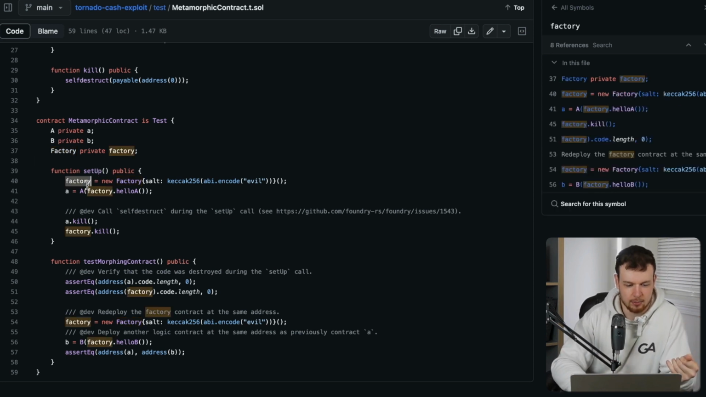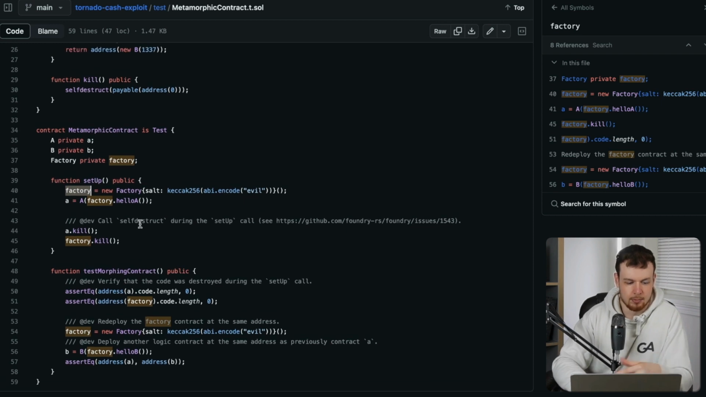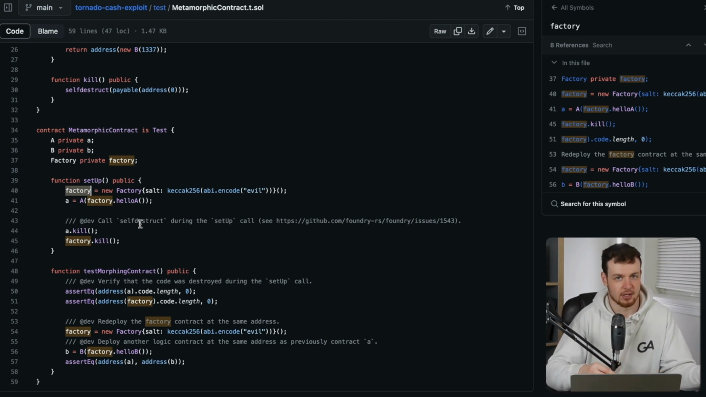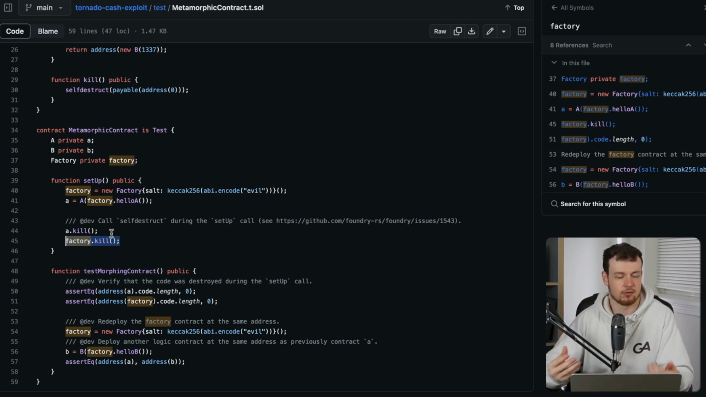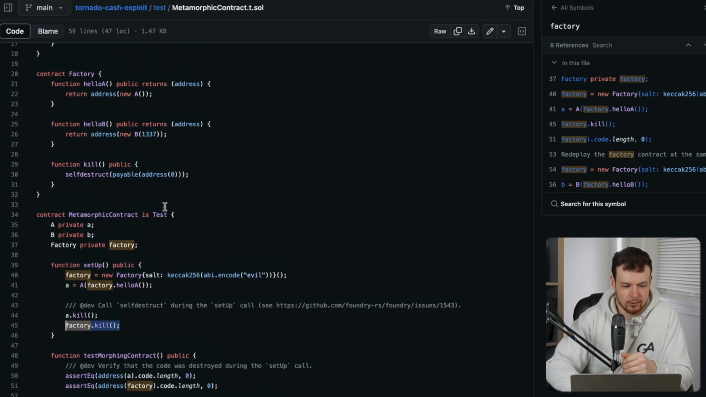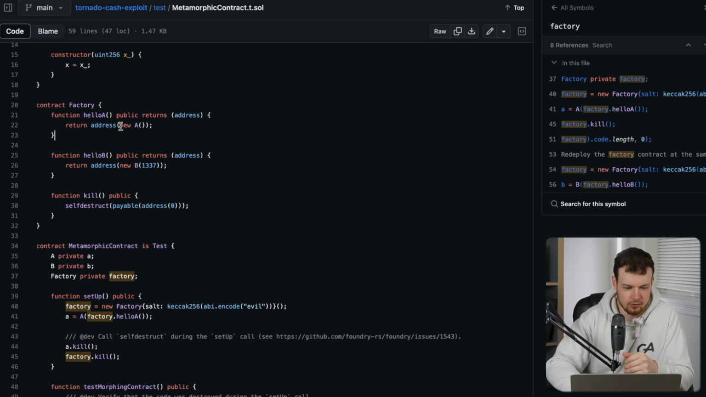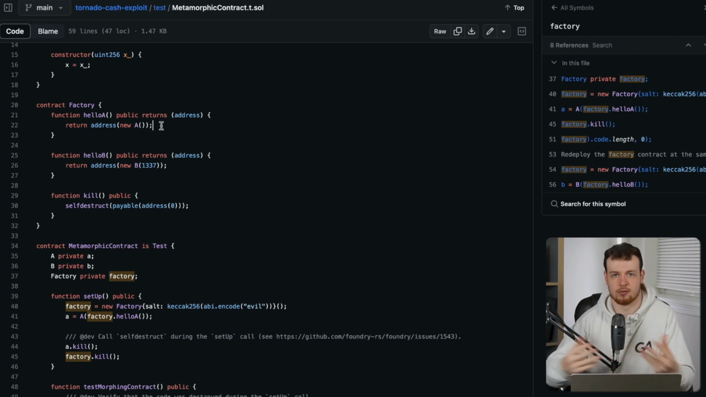In the setup here, we have a factory being created. This is the factory that we'll be using to deploy and create the initial instance of the contract that will ultimately become the metamorphic contract. So we deploy the factory and then we deploy an A contract. Then we immediately self-destruct A and we also self-destruct the factory. So why do we self-destruct the factory as well? Well, we'll notice that the factory is just using the new keyword operator here, and we don't have any salt to be seen.